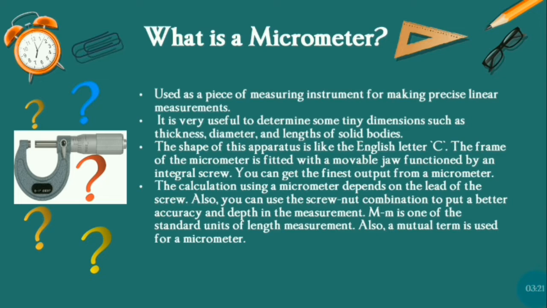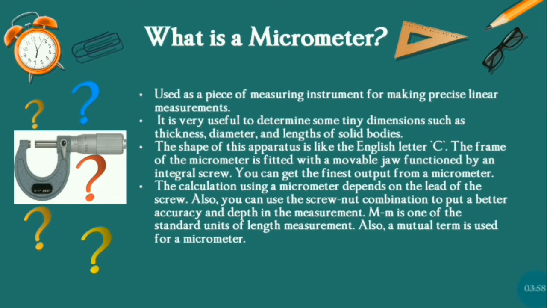Also, a mutual term is used for a micrometer. A micrometer, sometimes known as a micrometer screw gauge, is a device incorporating a calibrated screw widely used for accurate measurements in mechanical engineering and machining, as well as most mechanical trades, along with other metrological instruments such as dial, vernier, and digital calipers. It is an essential measurement tool used by mechanical engineers, machinists, and workers in other technical trades.